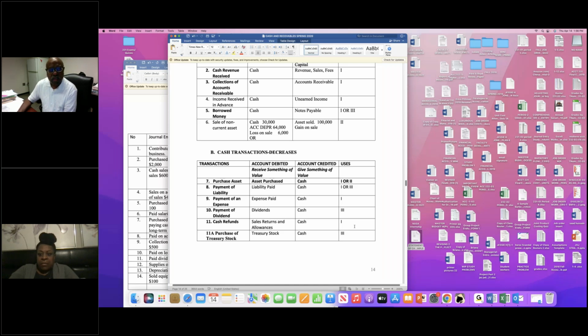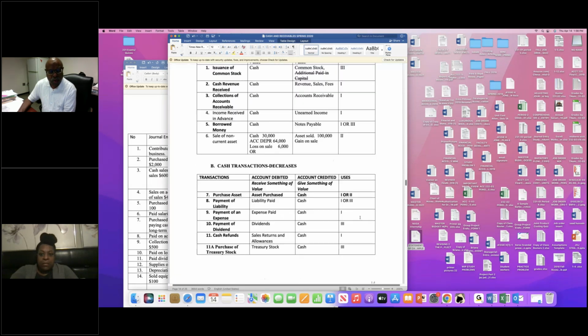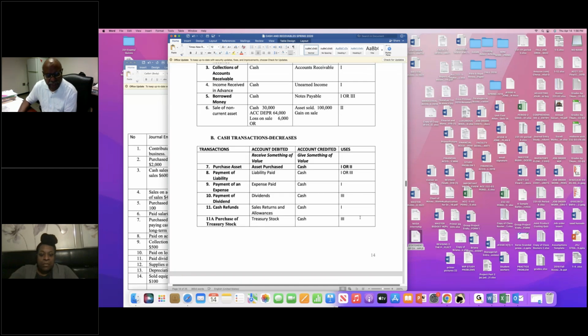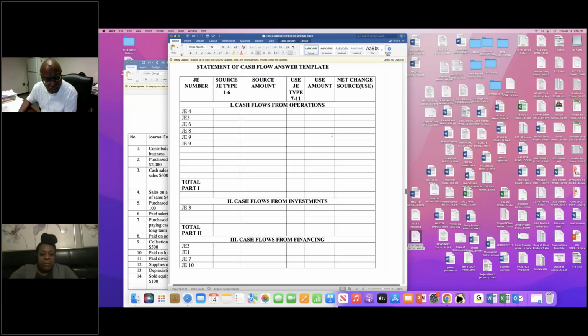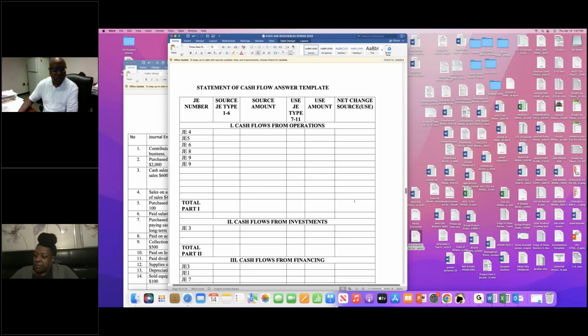And so this little column that we added for sources and uses tells us if that transaction occurred, where it's going to go on the template. We have part 1 of the template, cash from operations. Part 2, cash from investments. Part 3, cash flows from financing. We're going to add up the sources and uses and come up with the net cash flow in each area. And we're going to see if it holds that we have a positive amount in operations. If you don't, there's a problem.